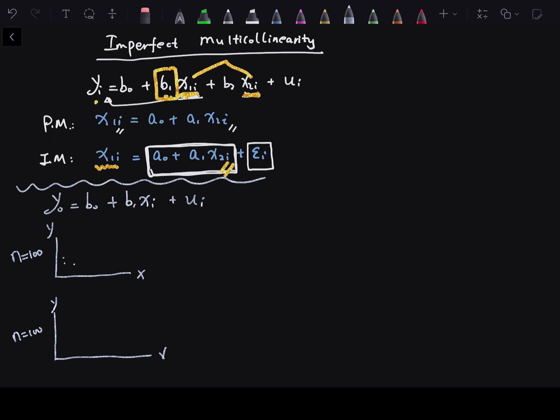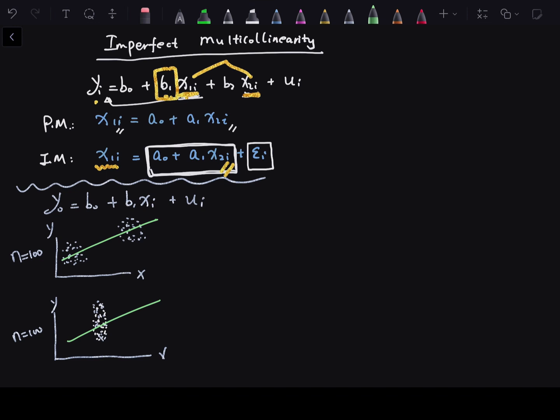So this is the variation in x. 100 observations indicate 100 points. And then you can draw the regression line through these points, the OLS regression line. Versus you have these 100 observations where you see very little variation in x. And then you draw a regression line based on these 100 observations like this.